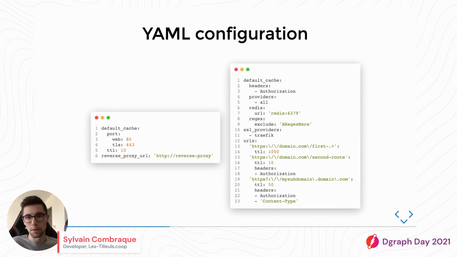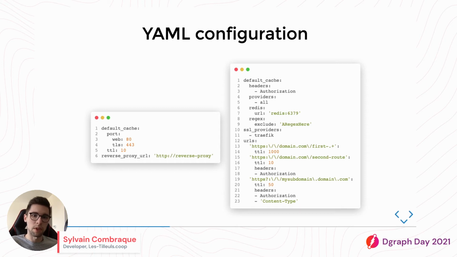On the left you can find the minimal configuration to be able to run a Souin instance, and on the other side you have the full configuration for the full version containing Redis provider, etc. Then as it's YAML, you can use anchors, you can write scripts to create the configuration dynamically, and most of all, the configuration supports hot reload.